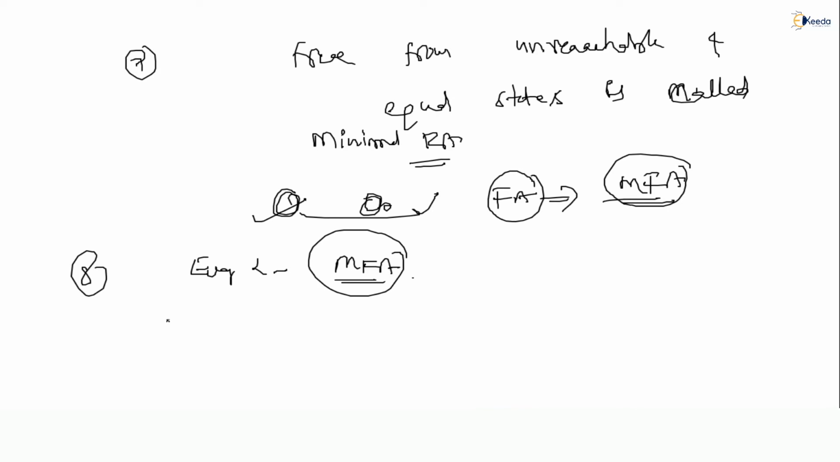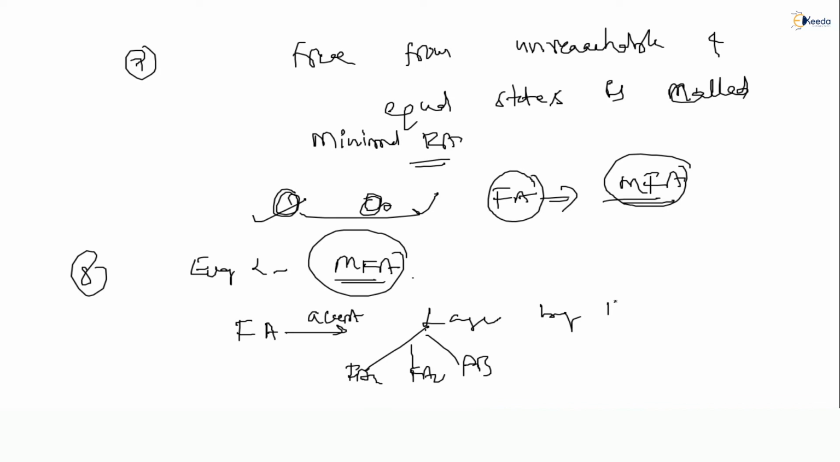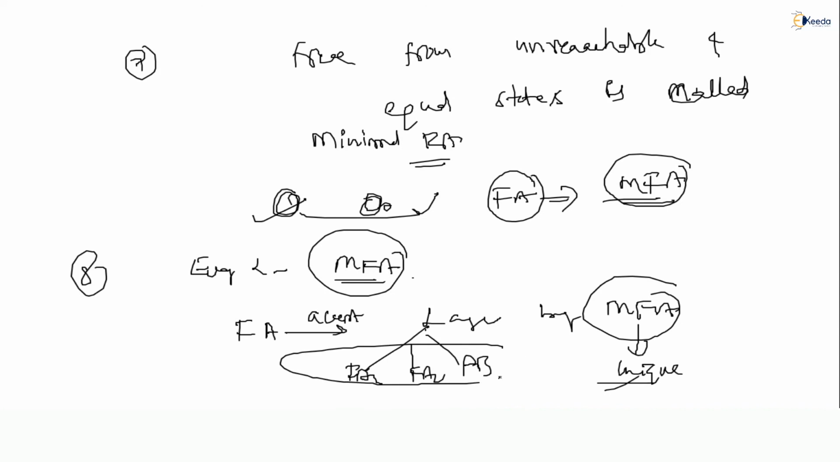So for one language, only one minimal FA will be there. But for FA, we can have more than one per language. An FA accepts what? A language. Correct or not? For this L, I can have FA1, FA2 and FA3. But the language accepted by the minimal FA is definitely unique. FA cannot be unique, as I mentioned.